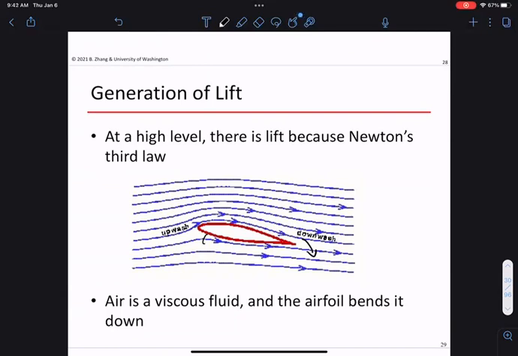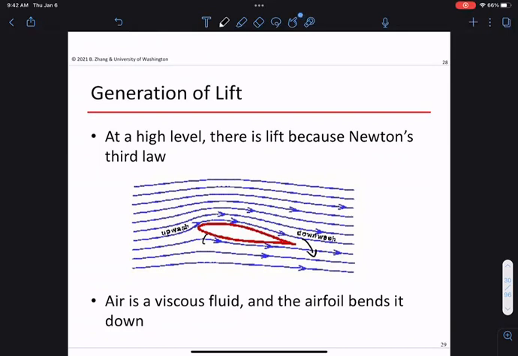So for a given angle, the larger the force bending the air downwards, then by Newton's third law, the force pushes the airfoil upwards. This is why we still need that shape. The shape is important to get efficiency. But as long as you have an angle and air hits it and goes downwards, you can get some lift. So Newton's third law is really what drives the airfoil upwards.